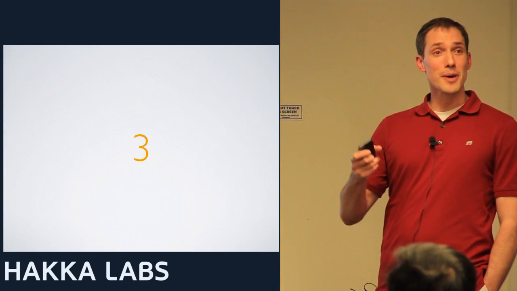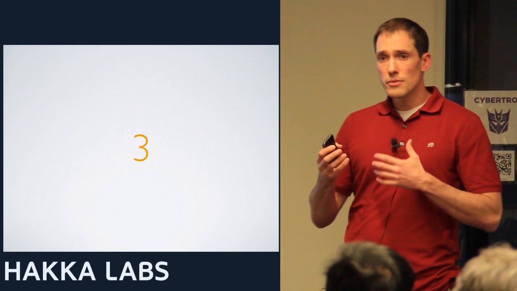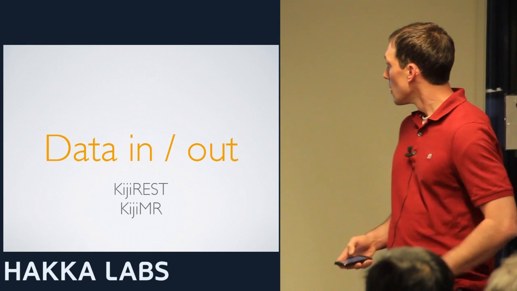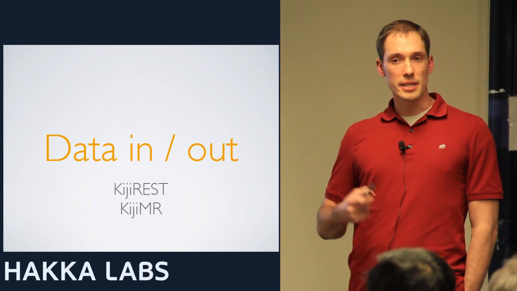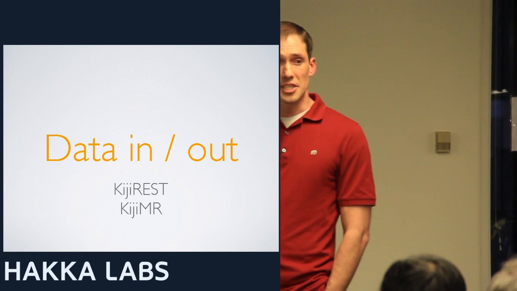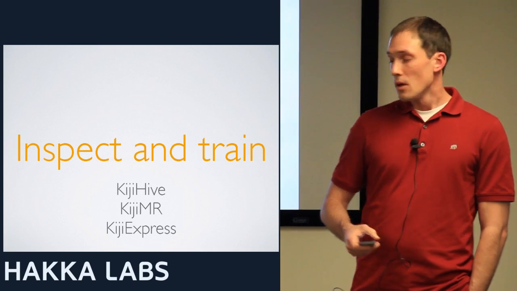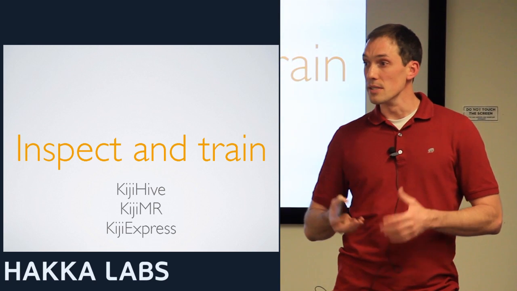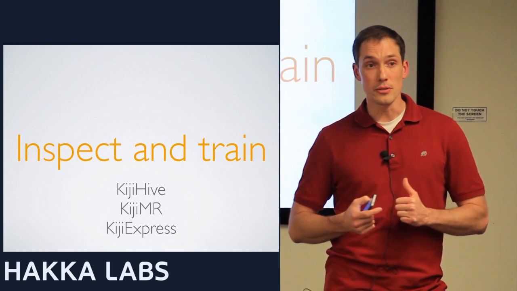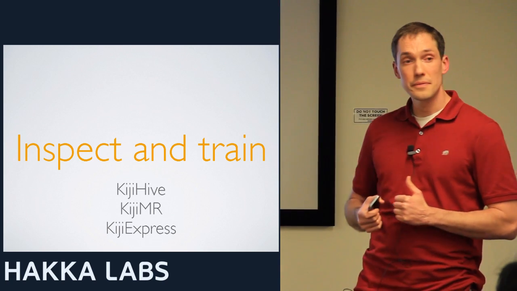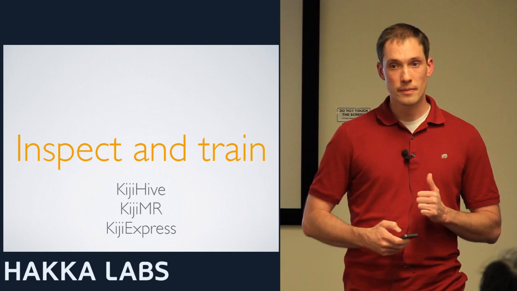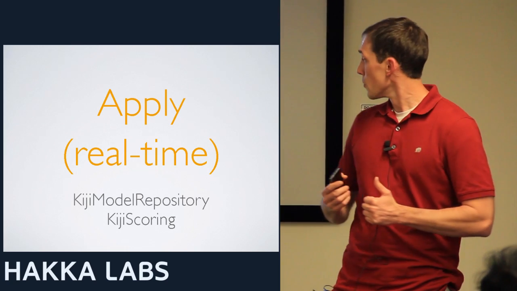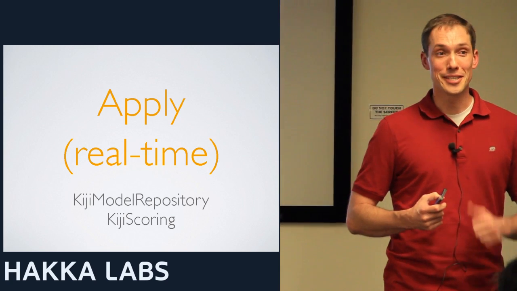So to recap, we talked about three different categories of functionality that we needed to build for our big data application. For getting data in and out of our database, in Kiji we have the Kiji REST and KijiMR components. For our data scientists to inspect the data in our database, gain some insights, and then develop and train predictive or machine learning models, we have KijiHive, KijiMR, and Kiji Express. And finally, for applying these models and doing so in real time, we have the Kiji model repository and Kiji scoring.